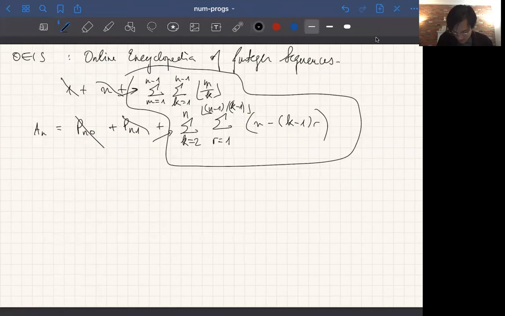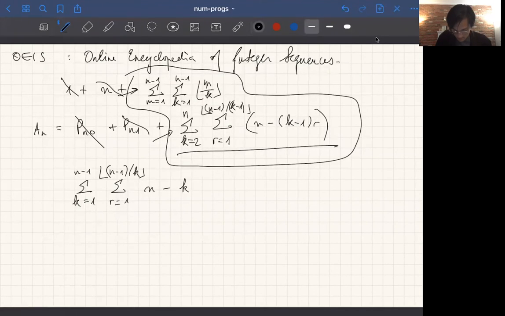We can, so let's start with this sum and try to make it into the top one. So instead of summing from 2 to n, we'll sum from k equals 1 to n minus 1. And so this becomes r equals 1 to n minus 1 over k, shifting the indices a bit. And then we have n minus kr. Okay. That's the first bit.